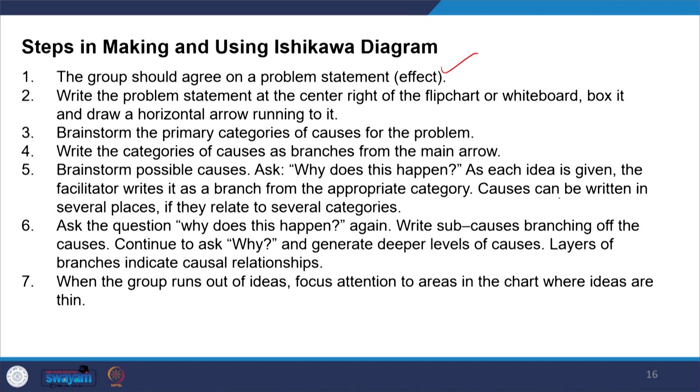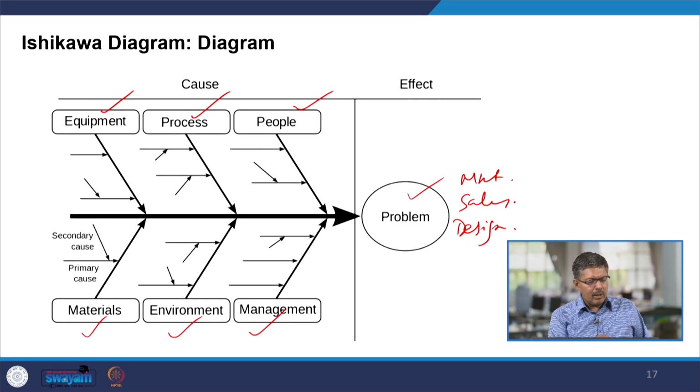Now, causes can be written in several places. For example, let us say something is related to equipment or something is related to the process. So, let us say this is the process. Now, there can be several sub branches. If it is related to process, then it will be something that is affecting the process. For example, if this is the main line, what things can affect the process? Let us say the way we are using the technology, the kind of knowledge people are having. So, we can have which technology we are using and how much automation there is. So, there can be several sub points.